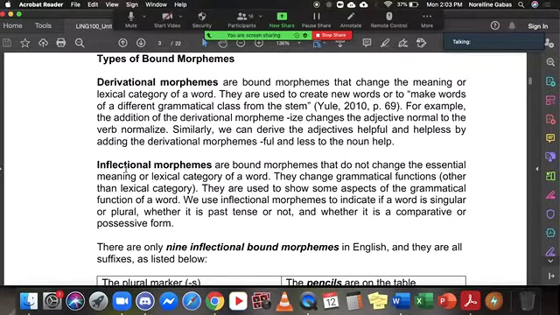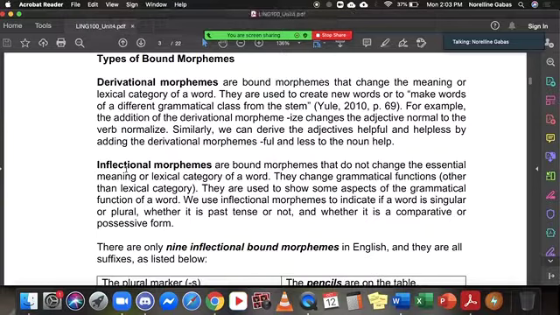Next na, inflection. Ito na-mention ko na ito kanina. So, inflection bound morphemes or inflection morphemes are bound morphemes that do not change the essential meaning or lexical category of a word. They change grammatically. They are used to show some aspect of grammatical function of the word. Now, we use inflection morphemes to indicate if a word is singular, plural, whether past tense.